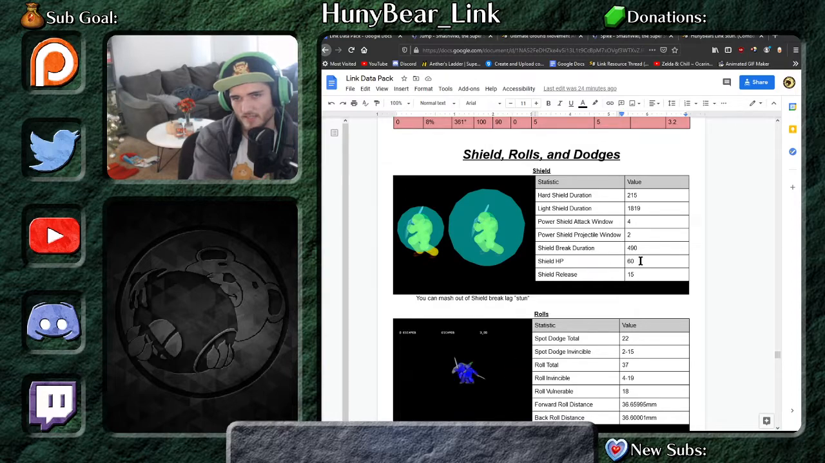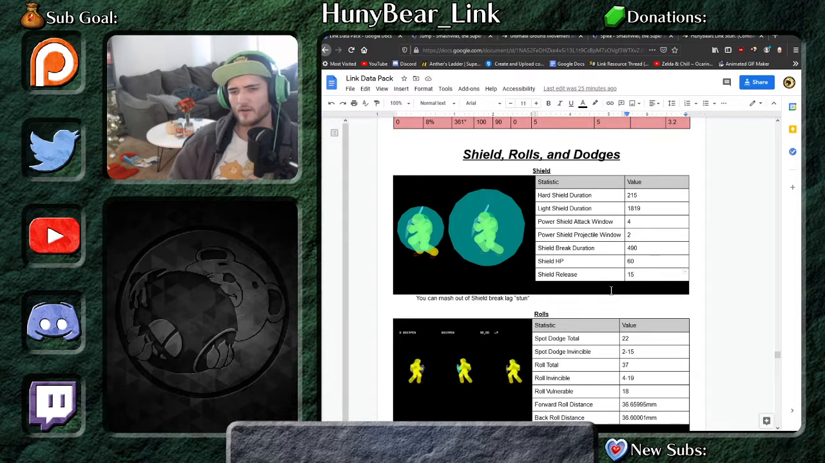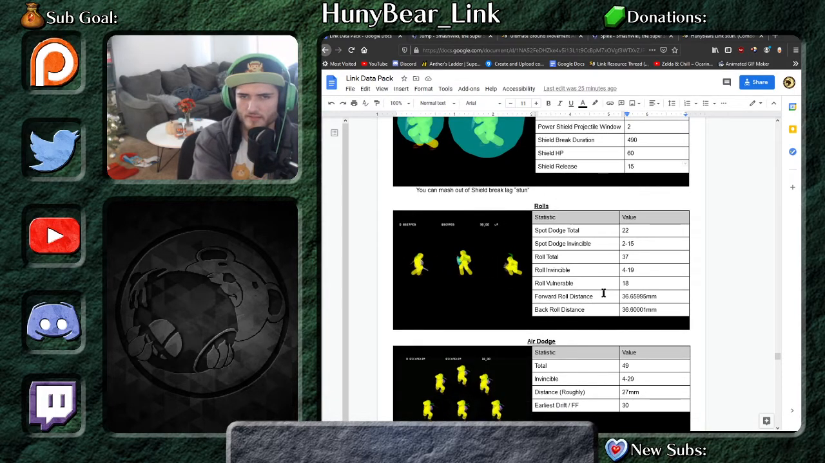Shield HP is 60. That doesn't mean anything to you. Shield release takes 15 frames prior to you being actionable. You can interrupt shield with a bunch of different animations. Things like bomb, throw, jumping is the best one. You can roll. Also offers a lot of buffering possibilities. Then you got things like rolls. Rolls, you can spot dodge, which takes a total of 22 frames, spot dodge invincibility 2 through 15.